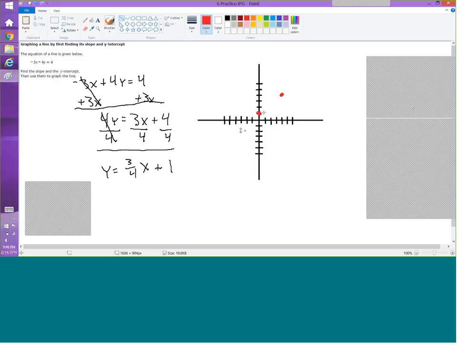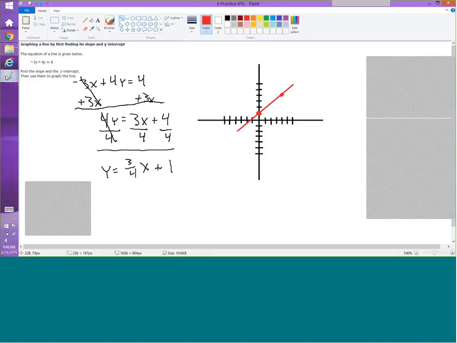I can do a little better than that. That looks like it should be about right. There we go. And we've got a line going through both points. Is that what everybody else had? All right, good. Let's go ahead and jump to the last problem for the night.